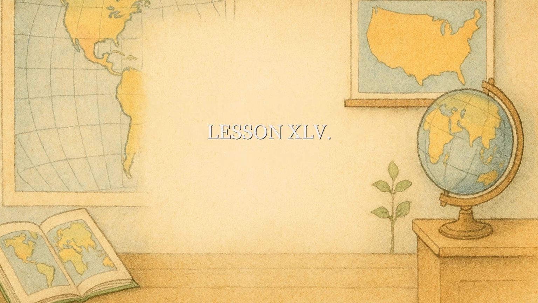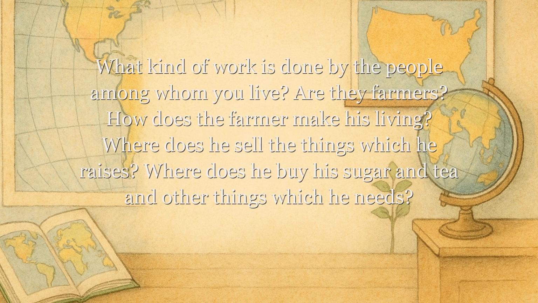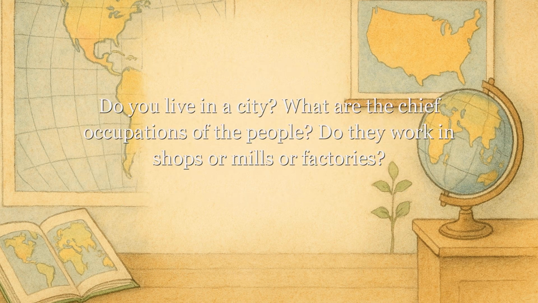Lesson XLV. A review lesson. What kind of work is done by the people among whom you live? Are they farmers? How does the farmer make his living? Where does he sell the things which he raises? Where does he buy his sugar and tea and other things which he needs? Do you live in a city? What are the chief occupations of the people? Do they work in shops or mills or factories?